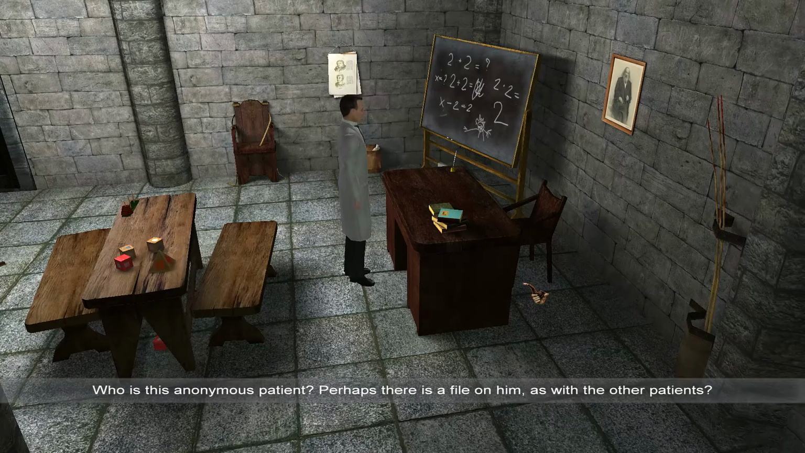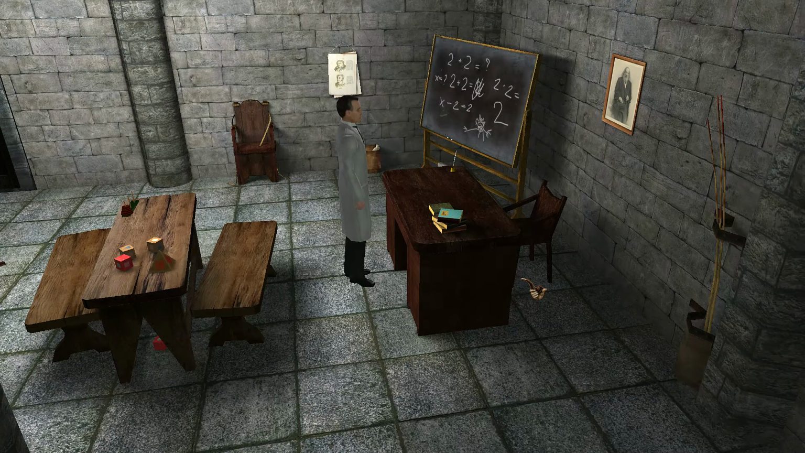Who is this anonymous patient? Perhaps there is a file on him, as with the other patients. Well, if it's anonymous, you can't find his name. Is that not right?